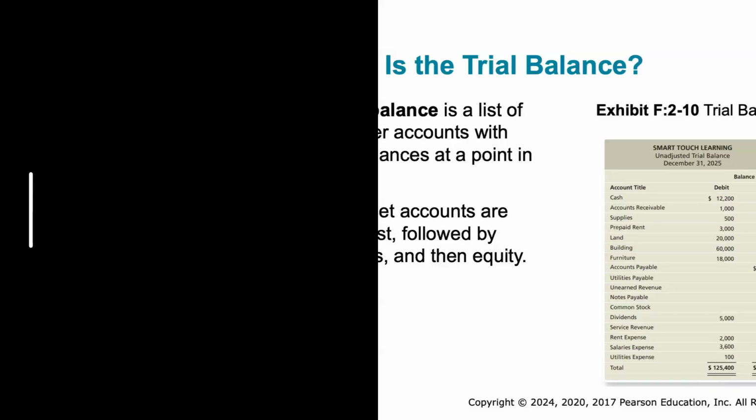So we're looking at a point in time, usually the end of the month, end of the year, or end of the quarter. The asset accounts are listed first, followed by liabilities and then equity. We're listing it almost like a balance sheet. Like a balance sheet, our assets are on one side, our liabilities and equity are on the other side, and we just go in that order, right?